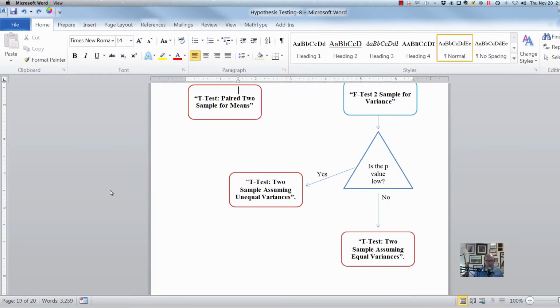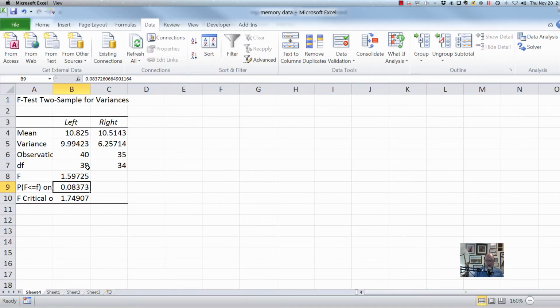So again, back to our sheet here, we say, is the p-value of this F-test low? And by low, we mean lower than alpha. In this case, we set our alpha before we started at 0.05. So no, it's not lower than alpha. It's 0.08. So we assume equal variances. So we got to go back and do this t-test assuming equal variances now. So remember, this is not the answer. This just tells us which test to use.